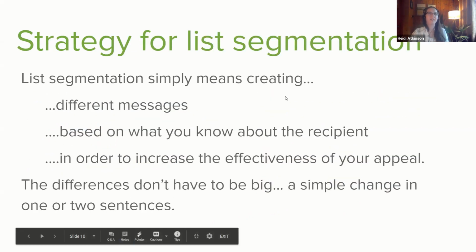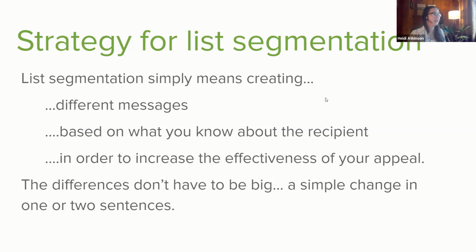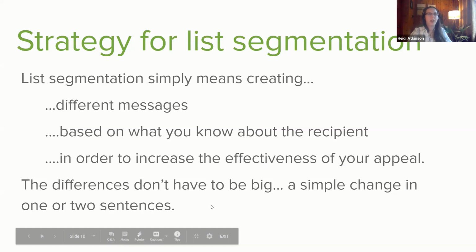Once you've got your list put together, I think most of you are probably pretty comfortable with this, but I did want to touch on it. What do we mean by list segmentation then? How complicated, how crazy is this? It's really, at its core, a very simple concept. We're creating a different message based on something we know about the recipient in order to increase the effectiveness of our appeal. And the differences don't have to be big here.